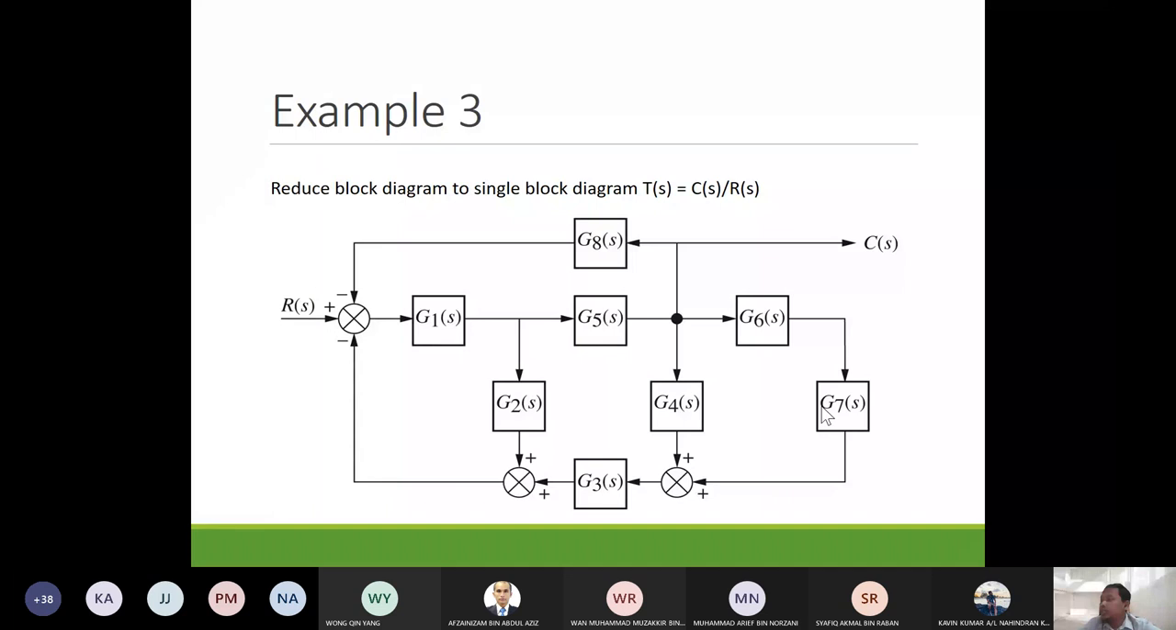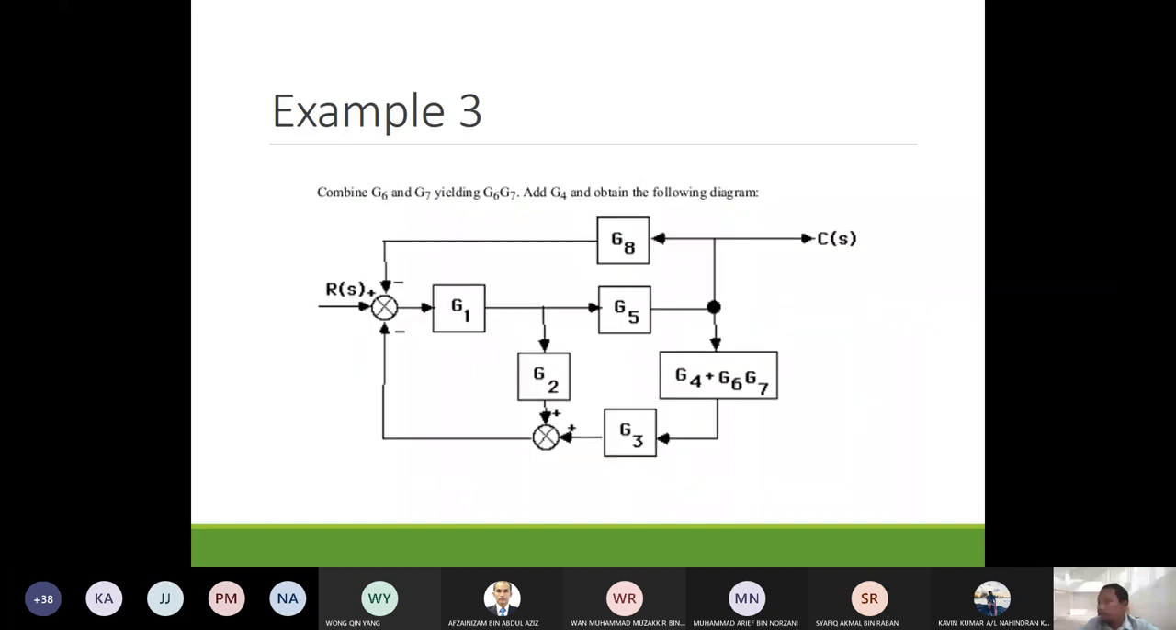Firstly, in this arrangement, we look for cascade. There are no cascade. Oh, there is a cascade here, G6 and G7. If you look at G6 and G7, they are in the same direction, and there is nothing in between them. So G6 and G7 are actually in cascade, so you can simplify to G6 times G7. That's it.